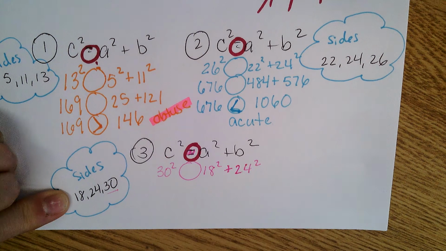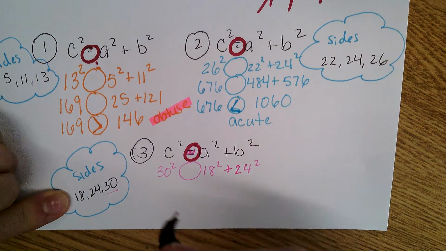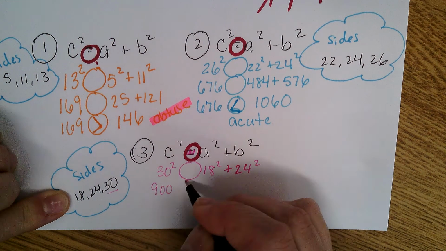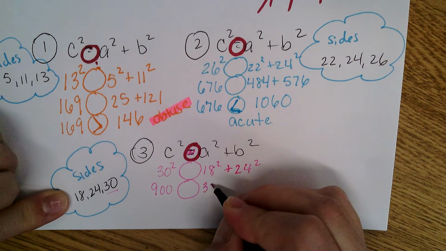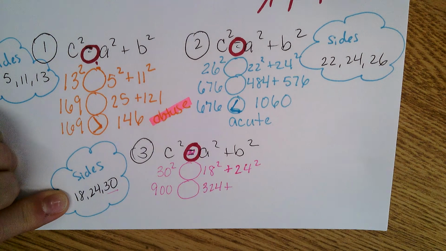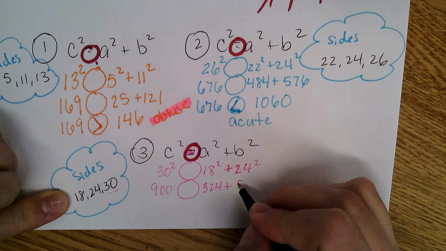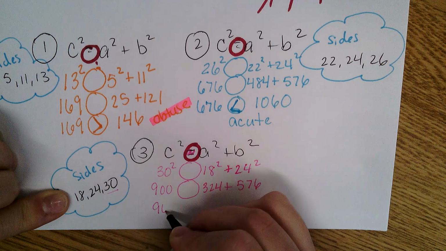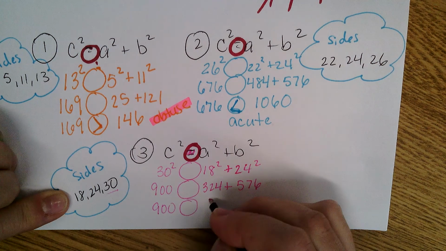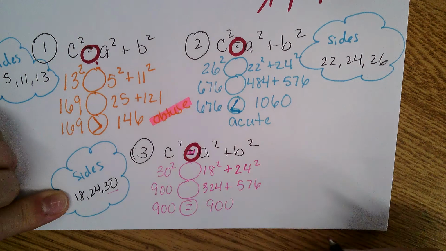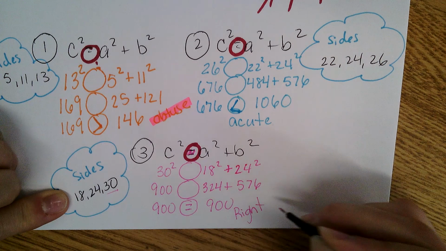All right, so 30 squared, I'm just going to double check it's 900, but it should still be 900. It doesn't change. 18 squared, and if you already have this kind of stuff, you can kind of skip through the video. Don't have to watch every single step if you already know that answer. 24 squared, 576. Add them together, and let's hope I did it right, and that will equal 900. It does. So this is equal to, and if you have them equal to, it is a right triangle.